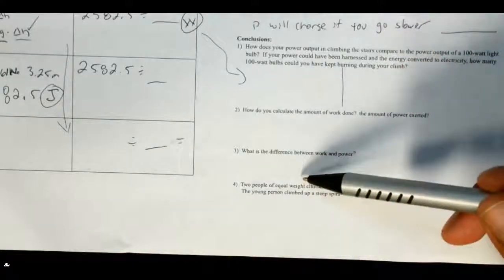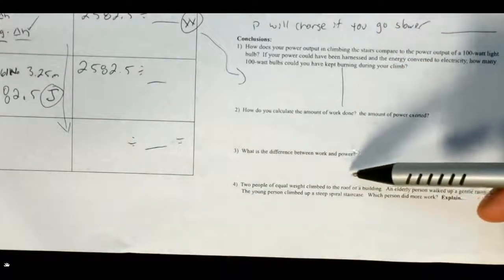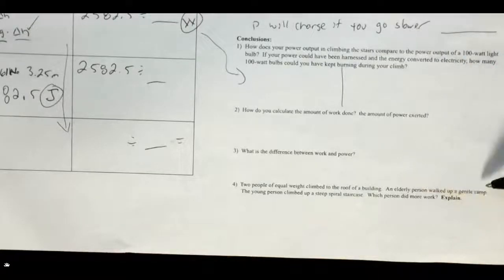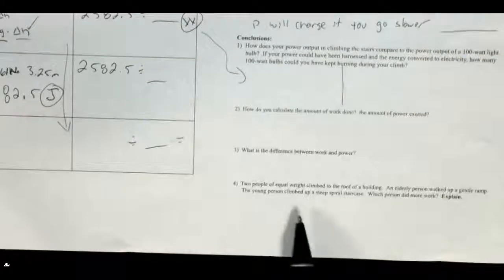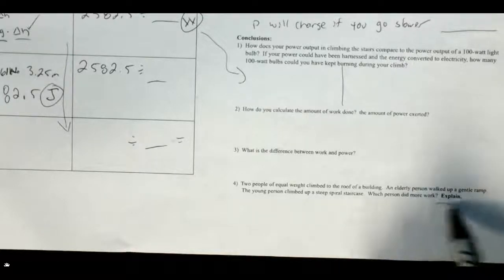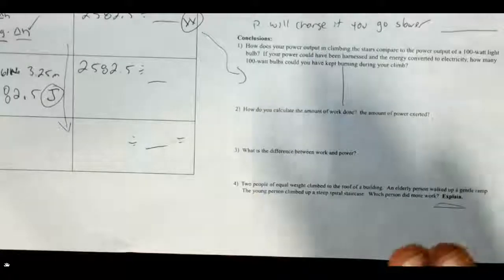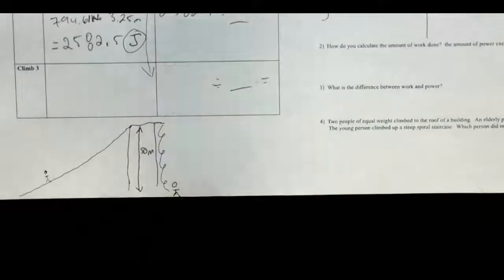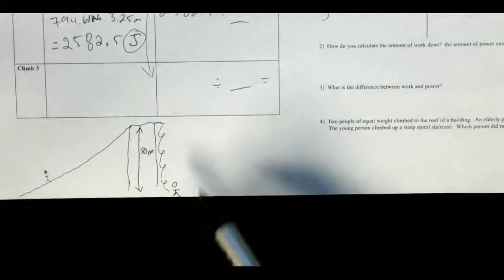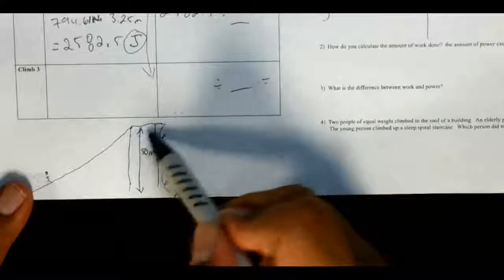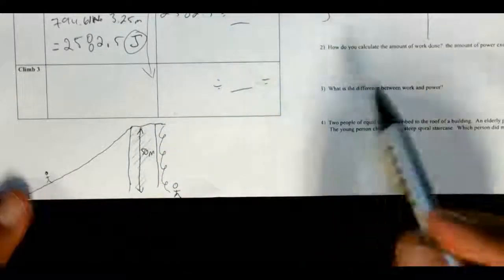Two people of equal weight climbed the stairs, just like you did. An elderly person walked up the ramp. The young person climbed up a steep spiral staircase. Which person did more work? Explain. So this one's kind of tricky. So I'm going to draw something out here really quick for you. So here's what I'm asking in picture form. So you have this building. My building is not the greatest. I'm going to try to shade the building here a little bit.